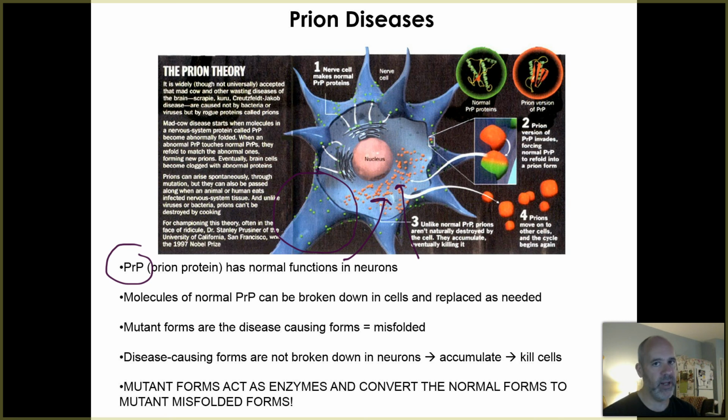And neurons don't get replaced. So once a neuron dies, it's dead, and you can't replace it. And so eventually you wind up with these holes in your brain tissue, and the brain becomes spongy around the time of death, which is where that term spongiform, or spongiform encephalopathy, came from.